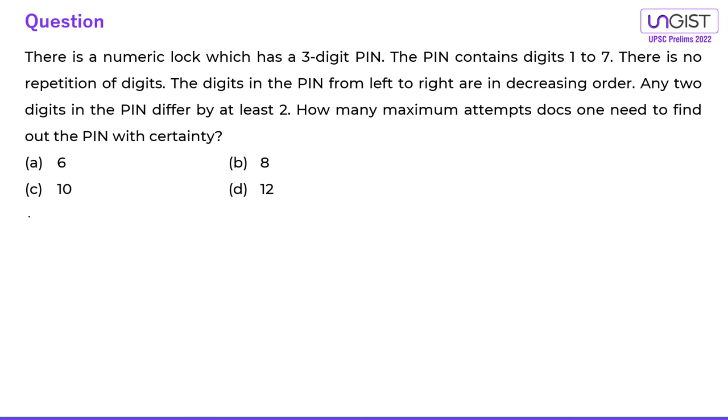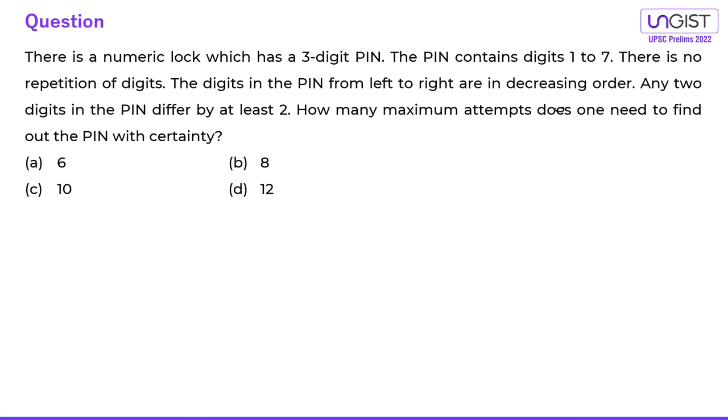Next question is saying there is a numeric lock which has a 3-digit pin. The pin contains digits from 1 to 7. There is no repetition of digits. The digits in the pin from left to right are in decreasing order. Any two digits in the pin differ by at least 2. How many maximum attempts does one need to find out the pin with certainty?